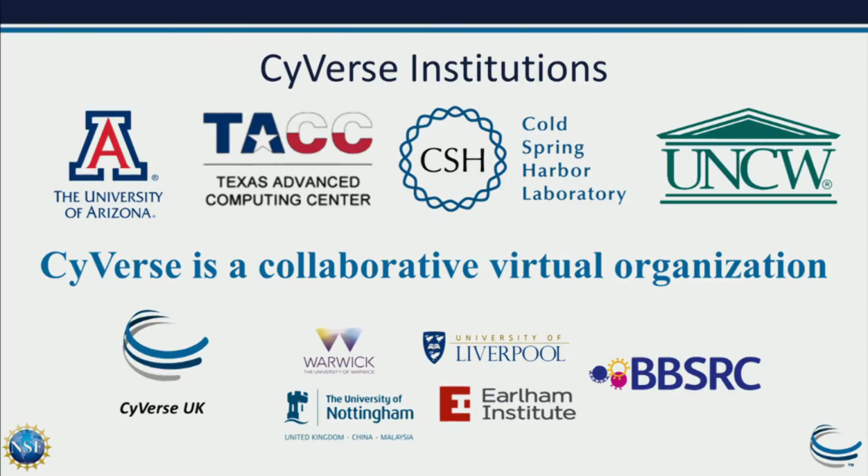The other thing about CyVerse is that we ourselves are quite diverse. We're made up of a core of 4 institutions: University of Arizona, University of Texas Austin at TACC, which is the Texas Advanced Computing Center, Cold Spring Harbor Laboratory, and UNC Wilmington. There's also an analog to CyVerse within the UK, CyVerse UK, which is made up of several universities and institutions and funded by BBSRC.